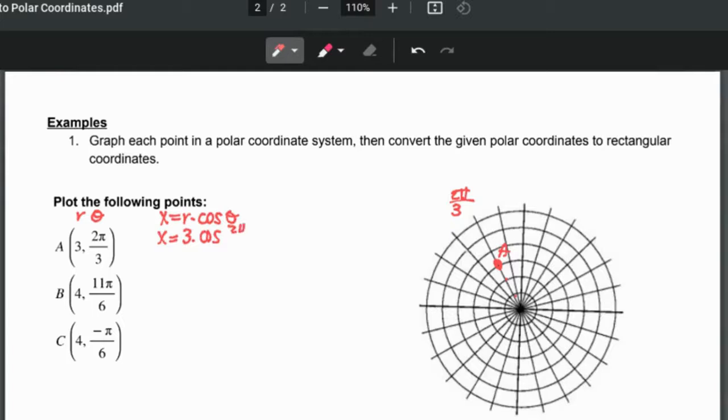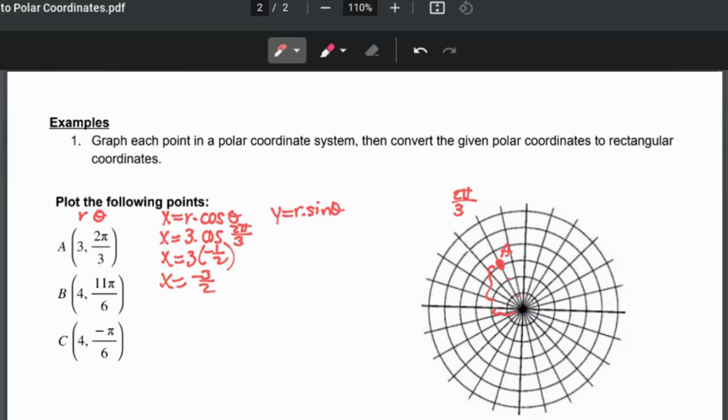Cosine of theta is 2 pi over 3. And then this is where you need to think about the unit circle. So when it's 2 pi over 3, cosine is my x coordinate. Sine is my y coordinate. So cosine is the shorter one, so that's negative 1/2. So this is 3 times negative 1/2. And so my x coordinate would be negative 3 over 2. I'm going to do the same thing for y, so that's r times sine of theta, which is y equals 3 times sine of 2 pi over 3. And the y coordinate is the longer one, so I know that that's root 3 over 2, and it's positive.